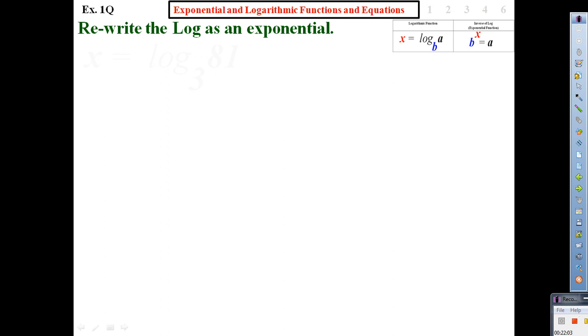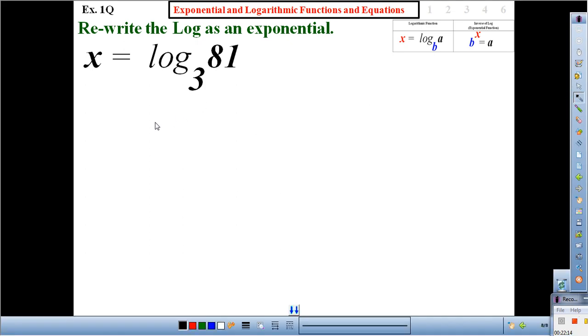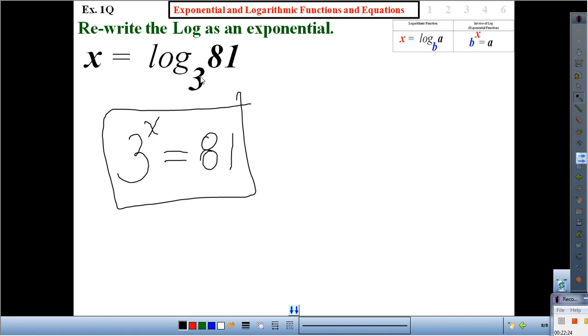You want to pause the video, that's fine. If not, go ahead. Let's rewrite this. What is our base? 3. Exponent, x, and the given number, 81. So this is log form, and this is exponential form.